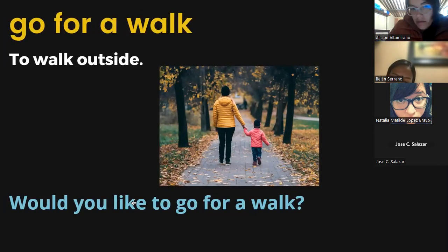Then we have go for a walk. Jose, can you please read the definition and also the question that we have there? To walk outside. Would you like to go for a walk? Very good. En inglés muy usada esta frase, literalmente es como que ir por un paseo, but it means simply walk. En español decimos salir a caminar. Okay, in English we say go for a walk, and that means that we are going to walk outside. Okay, and that is the phrase, go for a walk.